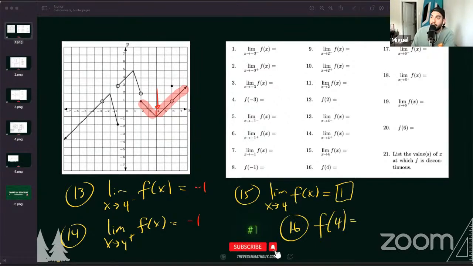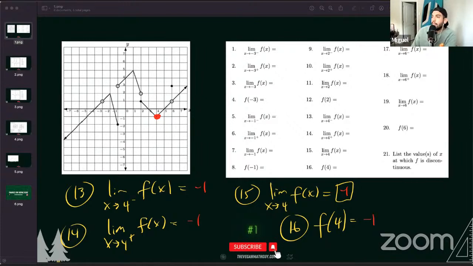Problem 16 is asking, what is f of 4? Going to our graph, it looks like there's a closed circle when x is equal to 4. Let me erase the highlighted part. You're going to see it back on our graph. You're going to see that the coordinate when x is equal to 4 is -1. Wow. By the way, for 15, I put 1, but it should be -1. So let me change that now. So number 16 was -1 as well.